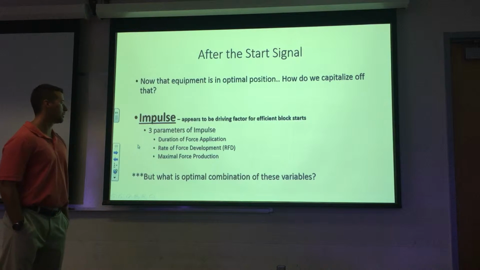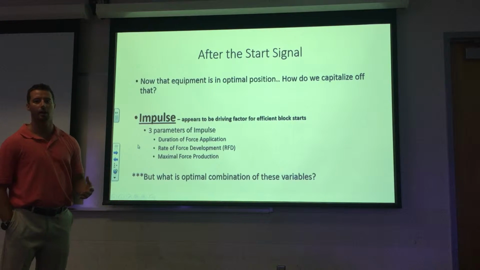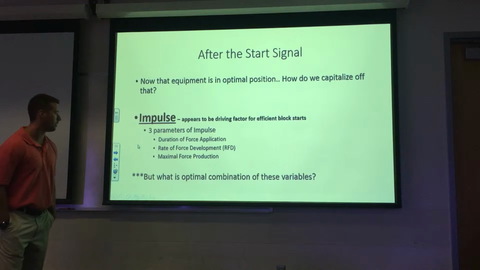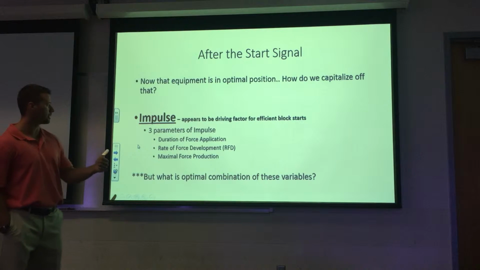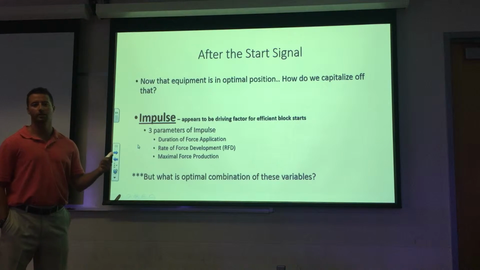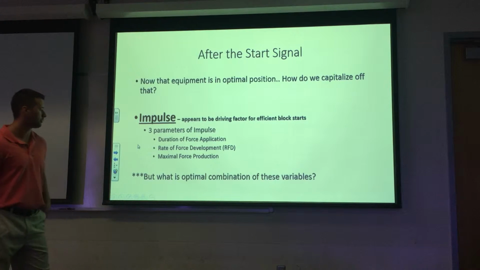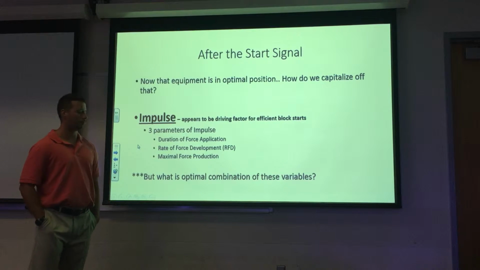So quickly, I know I gave a definition earlier of impulse. It was the area under the force time curve. That's fairly vague. So there's 3 parameters to impulse. Impulse is the duration of force application, the RFD, which is rate of force development, and then we have maximal force, okay? Maximal force production. So those are going to be the parameters that define impulse. But those are 3 very different parameters. So we have to decide what's going to be an optimal combination of these 3.